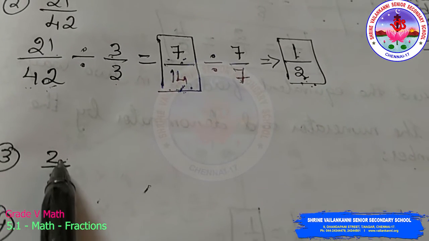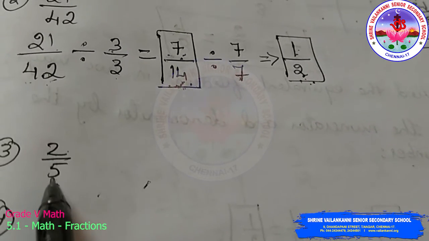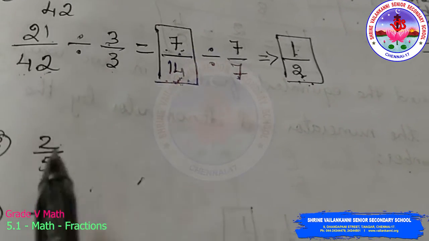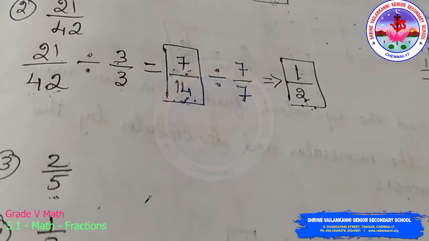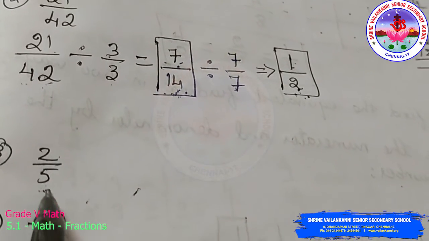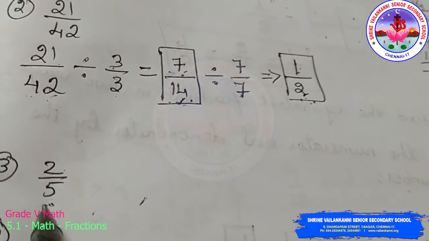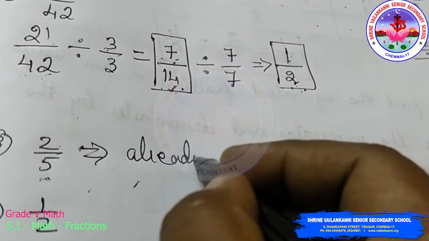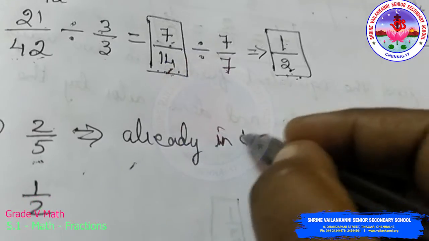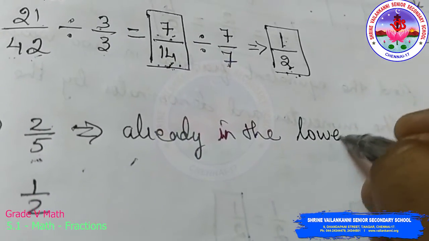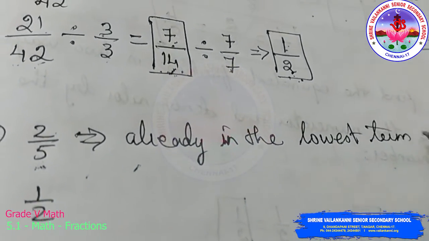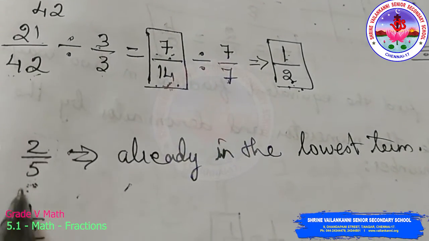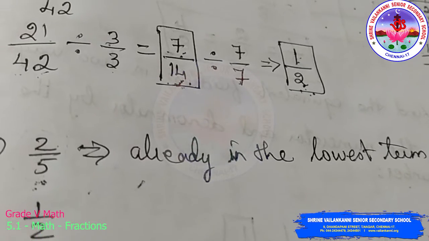2 will come in only 2 table and 1 table. This 5 will come only in 1 table and 5 table. So there is no common factor to make this 2 by 5 into a lowest term. So that this 2 by 5 is already in the lowest term. Understood? Since this 2 by 5 has the common factor only 1.